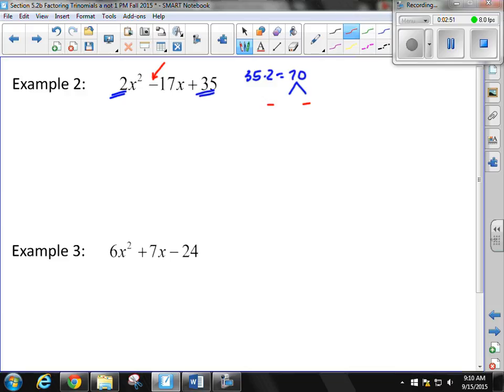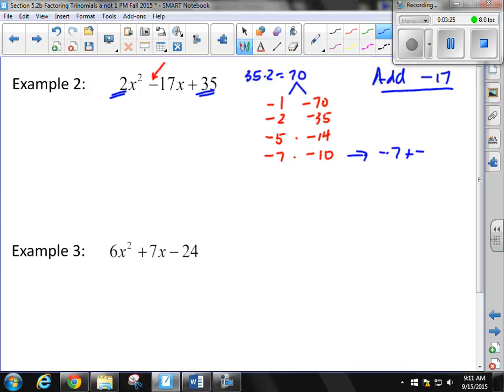these terms are negative. Negative 1 times negative 70, negative 2 times negative 35, 3 doesn't work, 4 doesn't work, negative 5 times negative 14, 6 doesn't work, 7 is negative 7 times negative 10, 8 doesn't work, 9 doesn't work, and I already have 10 there. Once I find all of those, I want to look to see which ones will add up to give me that middle coefficient of negative 17. And when I look here, negative 7 plus negative 10 is negative 17.